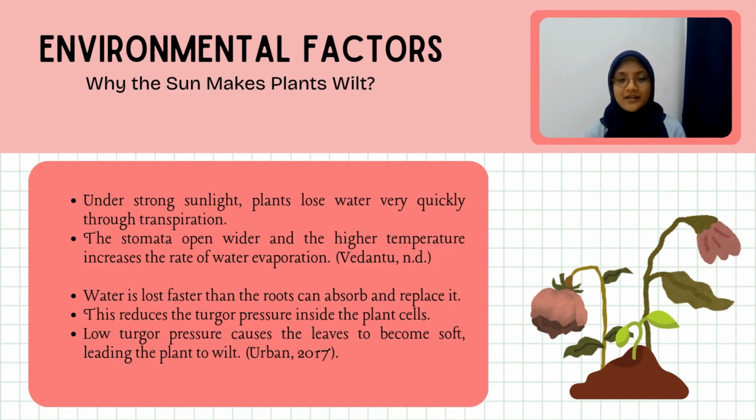Environmental factors. Under strong sunlight, plants lose water very quickly through transpiration because the stomata open wider and the temperature is higher. When water is lost faster than the roots can replace it, the turgor pressure inside the plant cells decreases, causing the leaves to become soft and the plant to wilt.